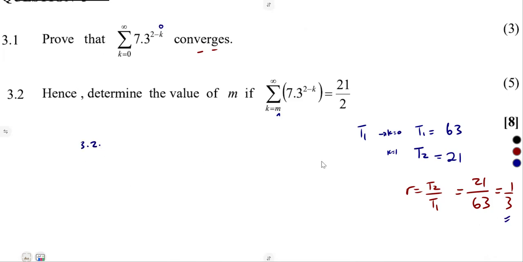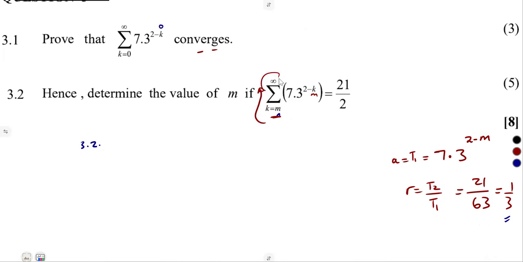What is affected is the first term, where you are starting. You are starting from where? K is equal to M, so A representing our first term is going to be, here we just put M there. So it's going to be 7 times 3 to the exponent of 2 minus M, because we are starting with M. That's our starting point. Where are we ending? Up to infinity, guys. So we are calculating the sum to infinity.